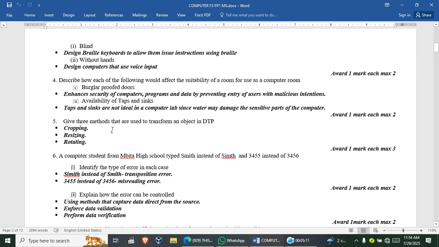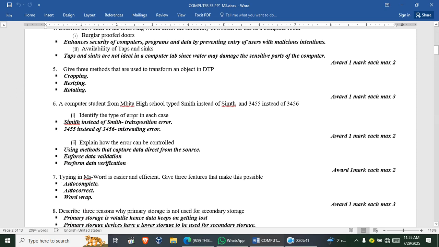Question number 6. A computer student from Beta High School typed Smith instead of Smyth. We have 3455 instead of 3456. Identify the type of errors. Now, in the first error, it is called transposition. You have exchanged the position of letters. The other one is misreading. You read 5 instead of 6 or 6 instead of 5. That is misreading. You have not read the characters in the right way.